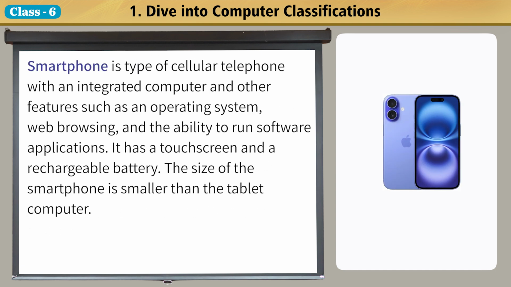Smartphone is a type of cellular telephone with an integrated computer and other features such as an operating system, web browsing, and the ability to run software applications. It has a touch screen and a rechargeable battery. The size of the smartphone is smaller than the tablet computer.